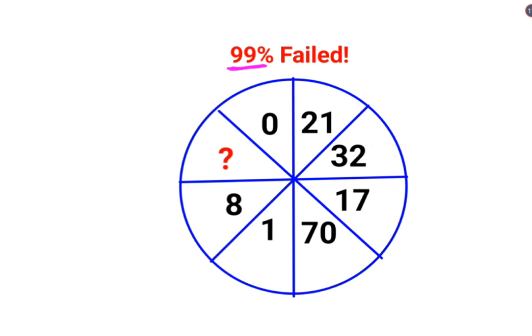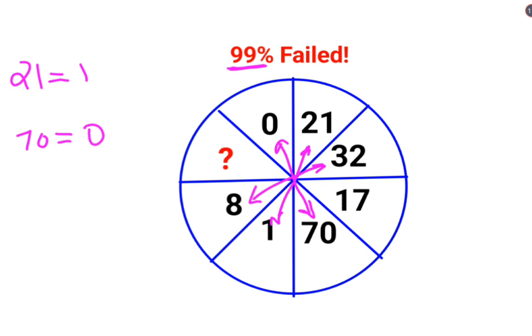So in this case, what you should do, see, whenever you have a sum in which a circle is getting divided into equal parts, there is a very high chance that there is a correlation between the opposite areas. Means we are trying to say that there is a correlation between 21 and 1. Similarly, there is a relation between 70 and 0. Then there is a relation between 32 and 8. Now, if we find this relation, we'll be able to find the answer for this question mark. Now, let's understand how.